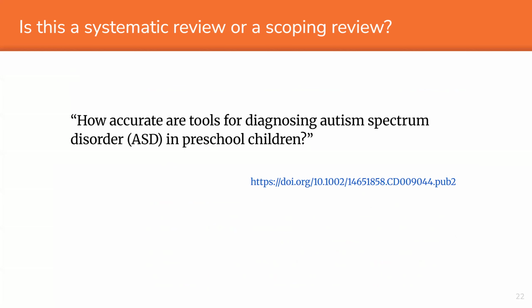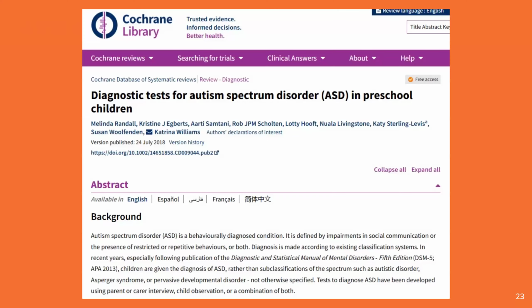All right, here's our fourth and final research question. How accurate are tools for diagnosing autism spectrum disorder, or ASD, in preschool children? Is this a systematic review or a scoping review? This is a systematic review. It's looking at the accuracy of tools for diagnosing autism in a specific population. It will be able to answer definitively whether the tools we use are accurate or not, and the degree to which they may or may not be accurate. So it's a systematic review.